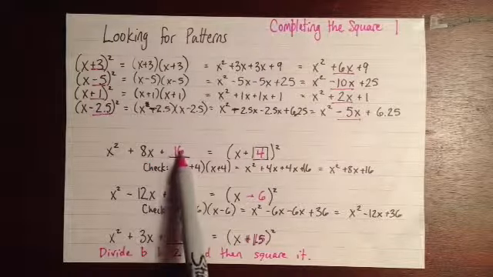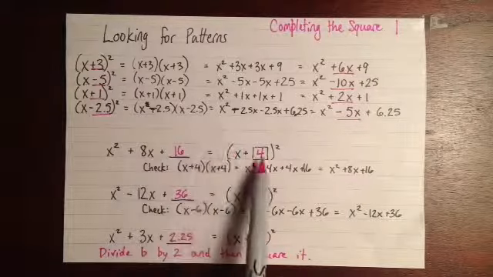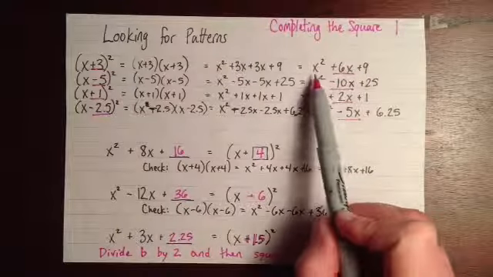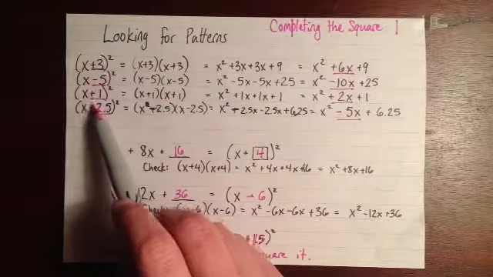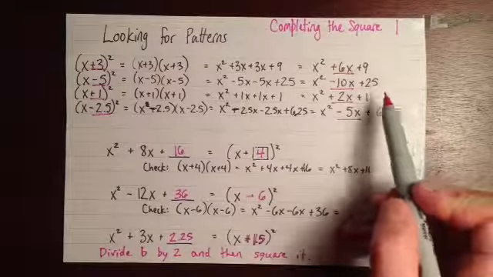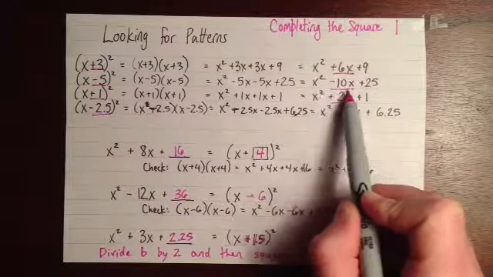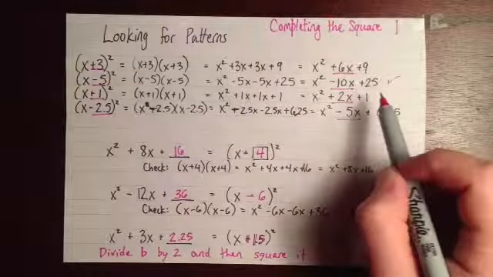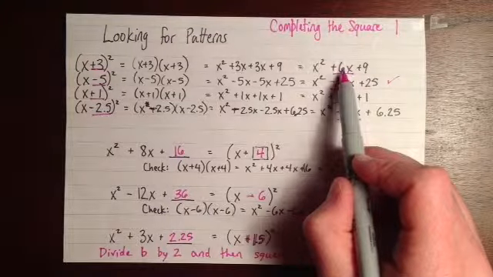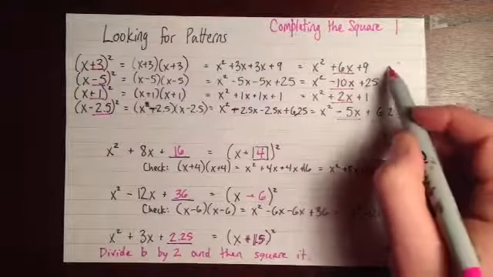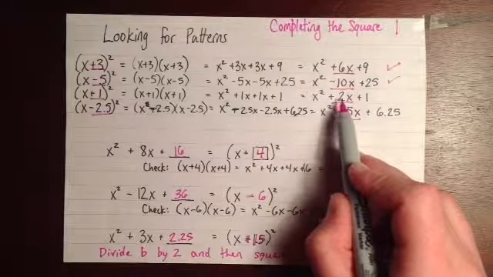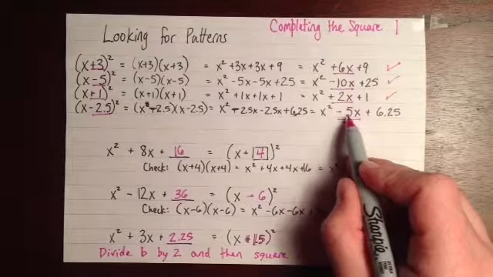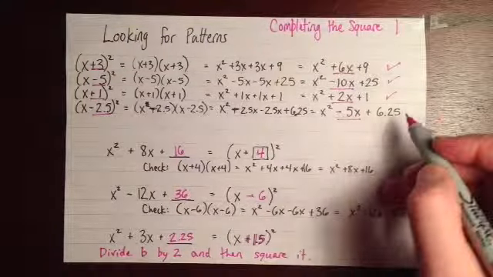We had 8 to get this number. If you wanted to do that in one step, you do 8 divided by 2 was the 4, and then square it to get 16. And if we look at these, we know these are perfect squares, because that's where they came from. We've simplified it. Let's check and make sure it always works. Negative 10 divided by 2 is negative 5, squared is 25. 6 divided by 2 is 3, 3 squared is 9. 2 divided by 2 is 1, 1 squared is 1. Negative 5 divided by 2 is negative 2.5, and negative 2.5 squared is 6.25.